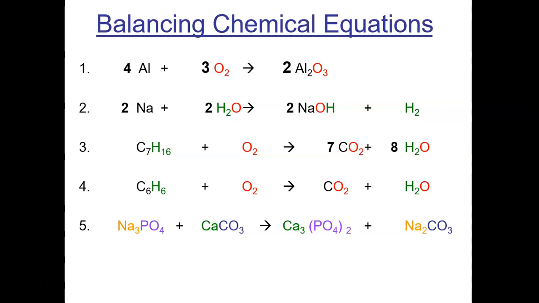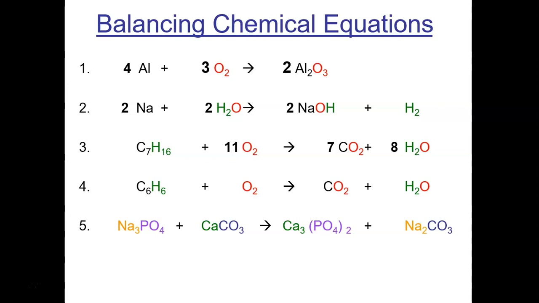Now, be careful when you count up the total number of oxygen atoms. It's really easy to make a mistake. I have 7 times 2, so 14 from carbon dioxide, plus 8 from water, so a total of 22, which means I need a coefficient of 11 in front of oxygen. All right, so let's do another one.